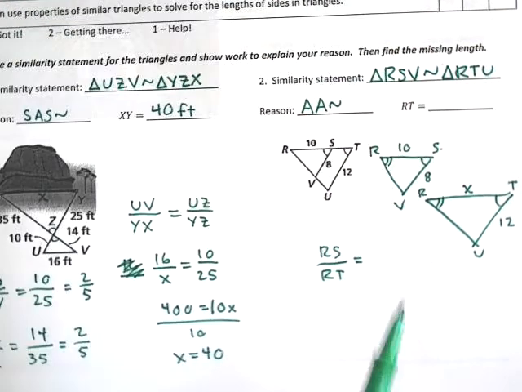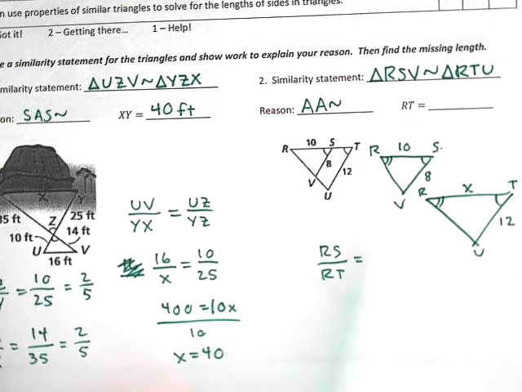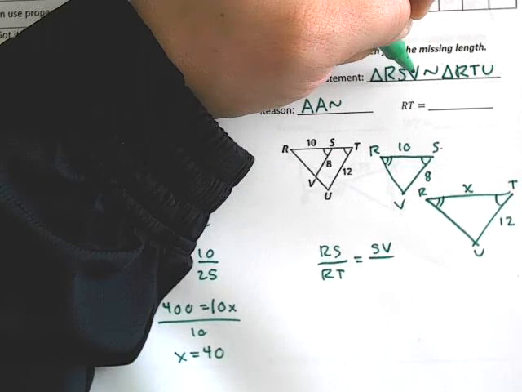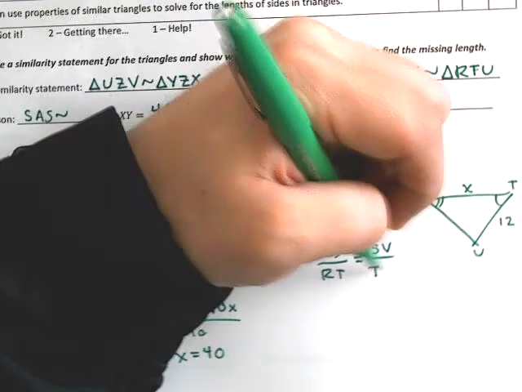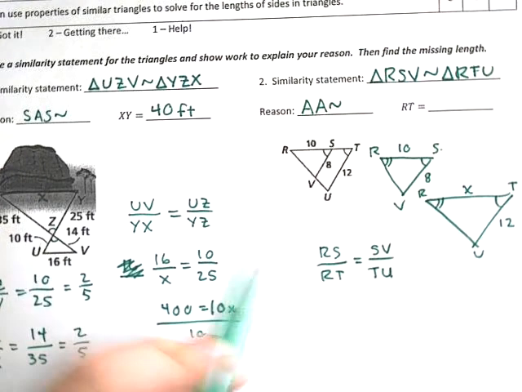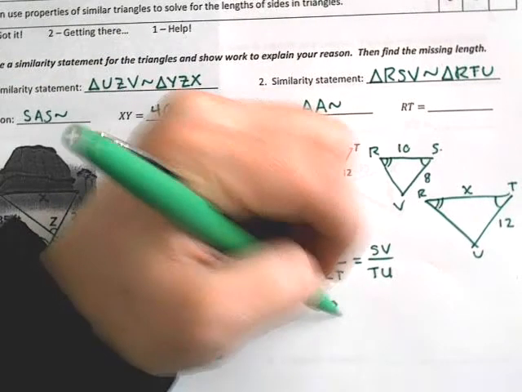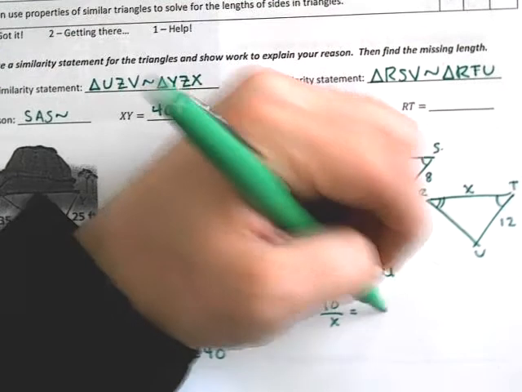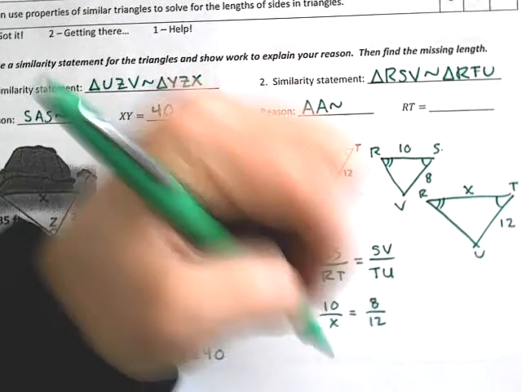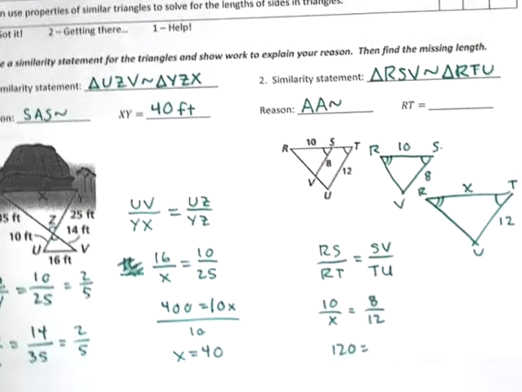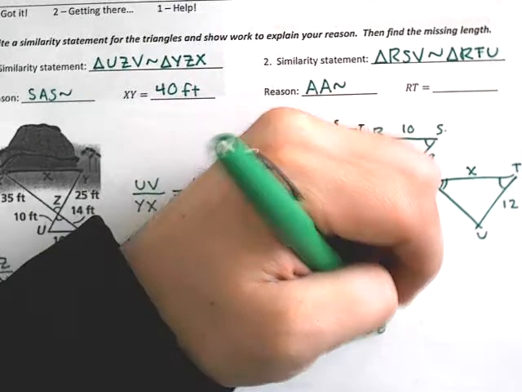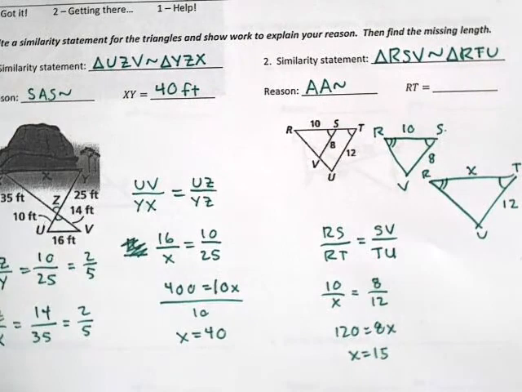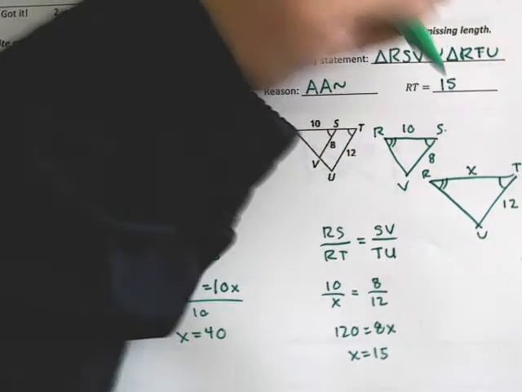So now we have to use the other information we know, which is SV. And SV is the second and third letter, so it has to line up with TU. So now when we plug in, we have 10 over x equals, what do we got? 8 over 12. When I cross multiply, I get 120 is equal to 8x, or x equals 15. Alright? 15, no units here.